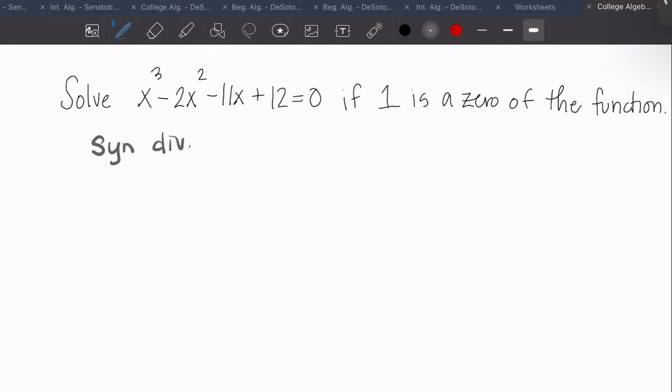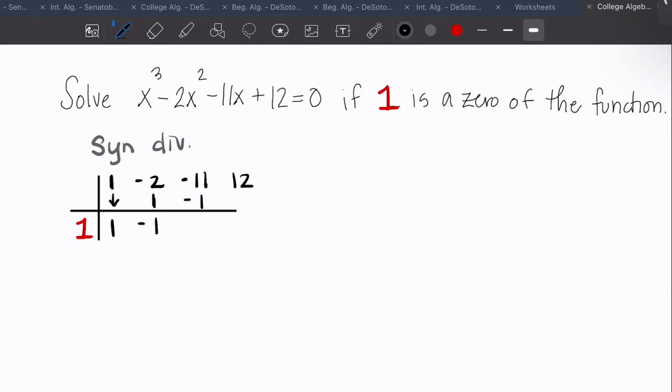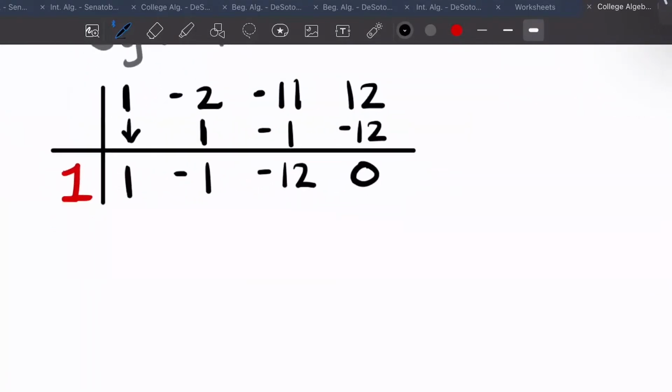Then we're going to go to using synthetic division. Your C is whatever 0 you're given. Then you're going to list your coefficients. Bring it down. Multiply. 1 times 1 is 1. -1, -12, 0. Remember that you should always get 0 because 1 is a 0 of the function, so you should always have a remainder of 0.